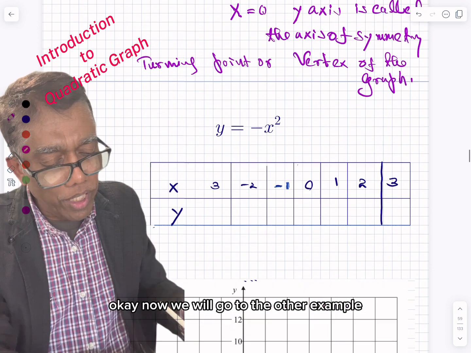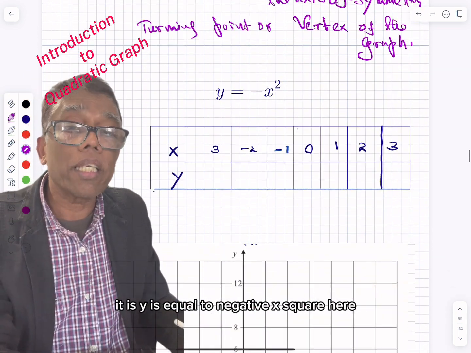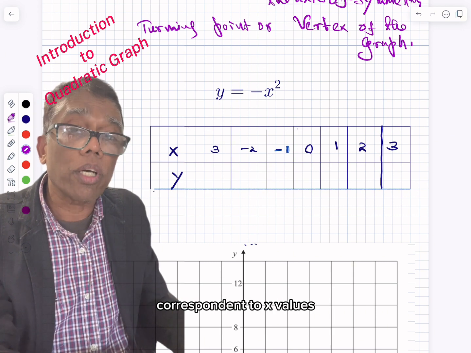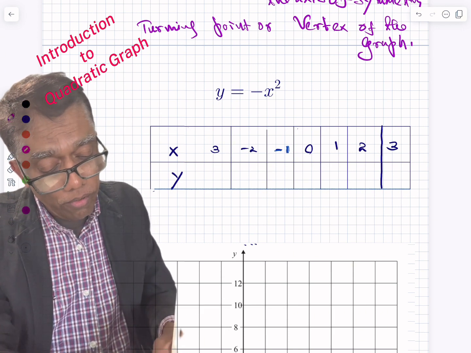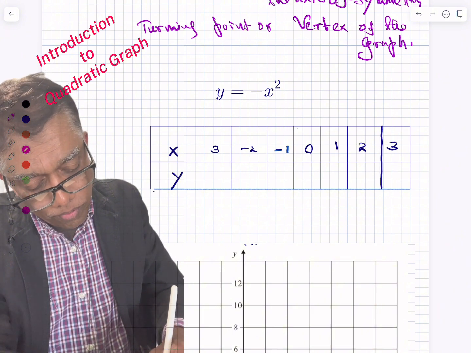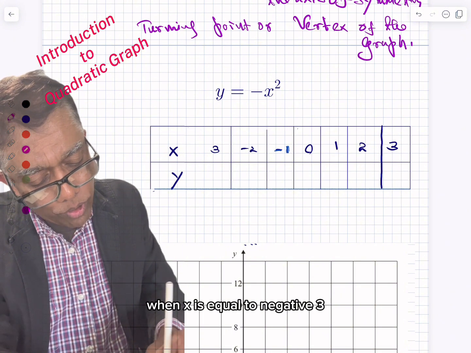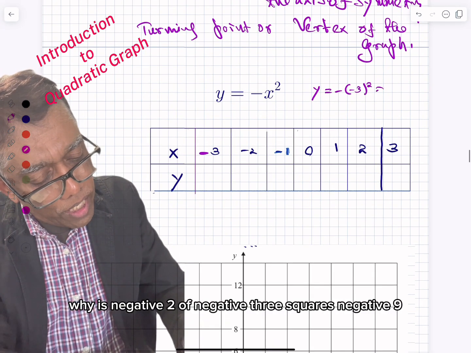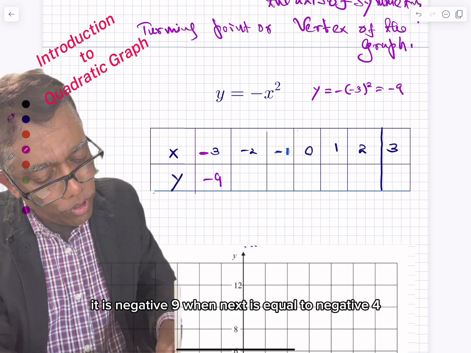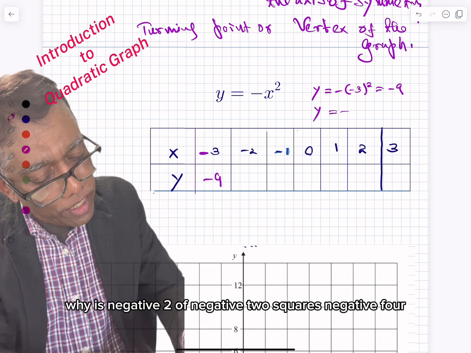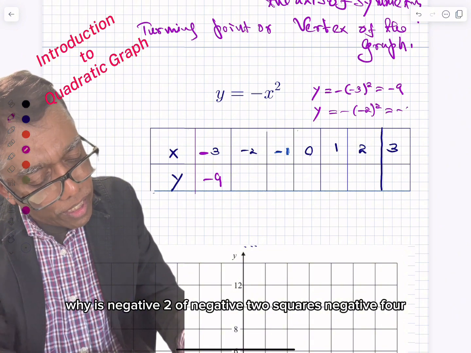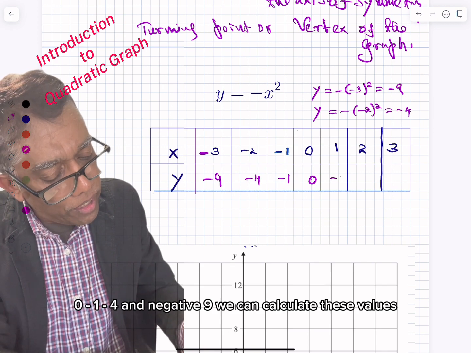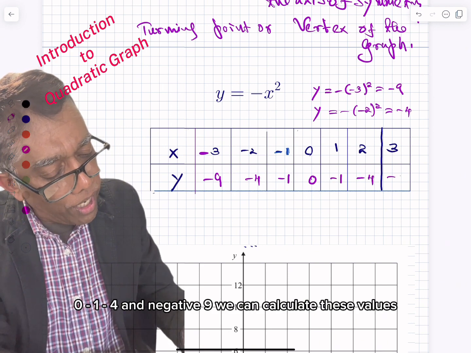Now we will go to the other example. It is y is equal to negative x square. Here again I am going to calculate y values corresponding to x values. When x is equal to negative 3, what is y? Y is negative of negative 3 square, which is negative 9. When x is equal to negative 2, y is negative of negative 2 square, which is negative 4. Then negative 1 gives negative 1, 0 gives 0, 1 gives negative 1, 2 gives negative 4 and 3 gives negative 9.